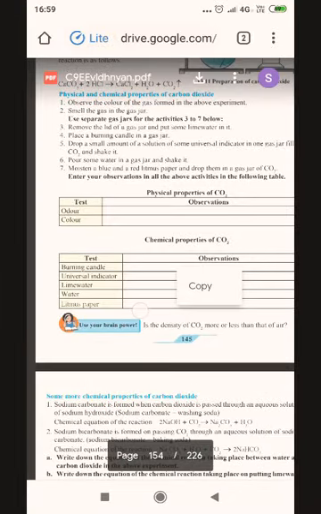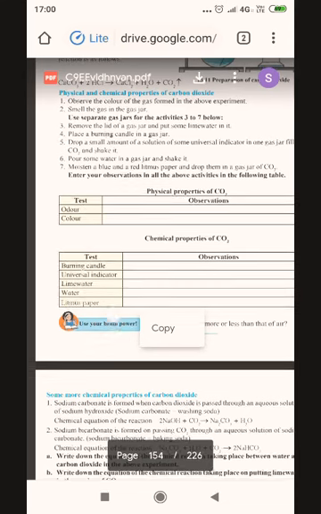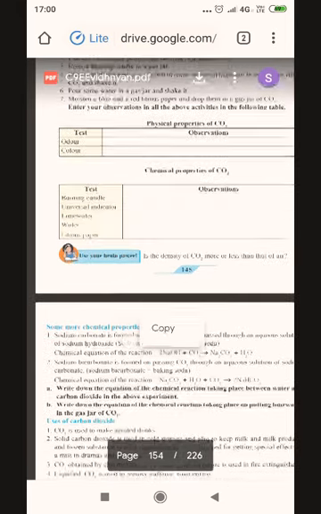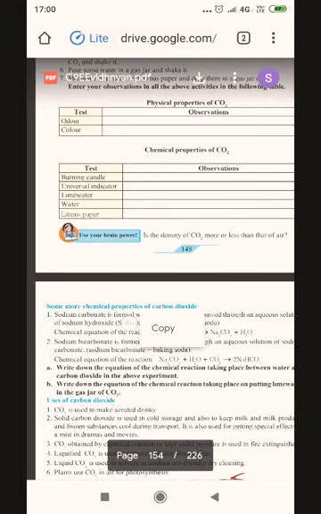First one, odor. Odor means smell. It is odorless. There is no particular smell. So here you can write odorless. Color: it does not have any specific color and therefore it is also called colorless. These are the physical properties. Now the chemical properties of carbon dioxide.